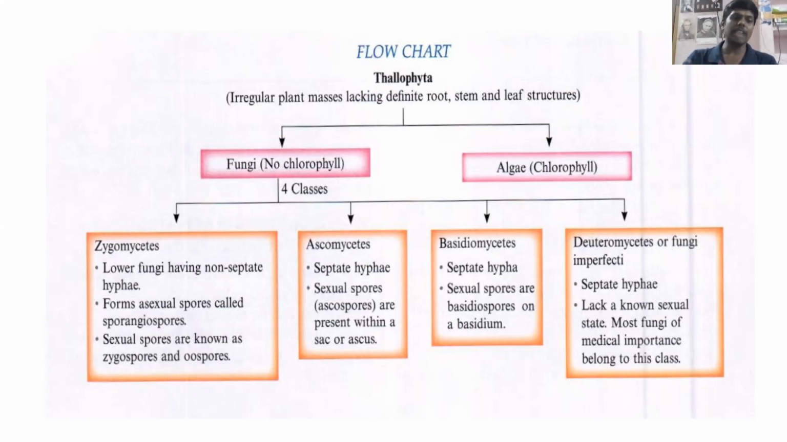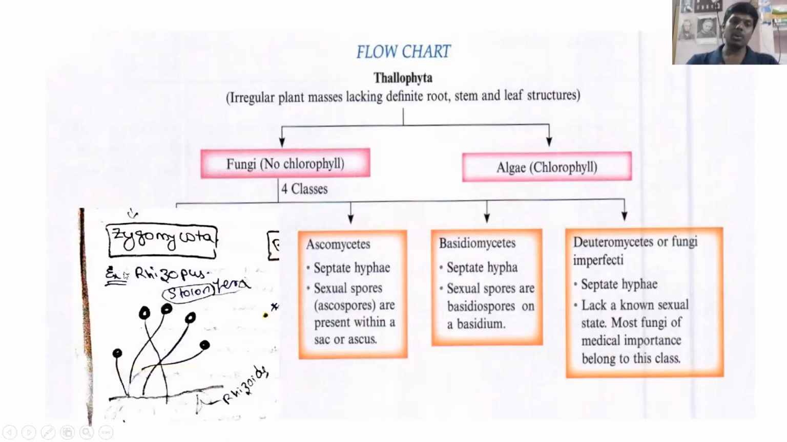So the first one is zygomycetes. Zygomycetes are lower fungi having non-septate hyphae, and they form sexual spores called sporangiospores. So all zygomycetes have sporangiospores. This is how a sporangiospore looks like. This is zygomycota, and this is a sporangiospore, and it has long slender-like filaments.